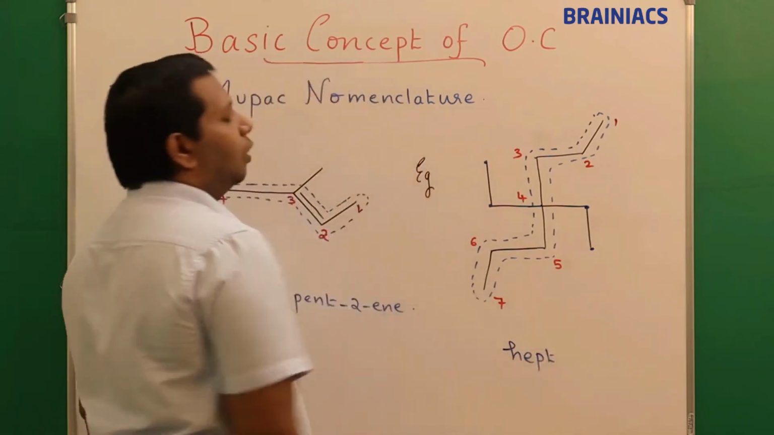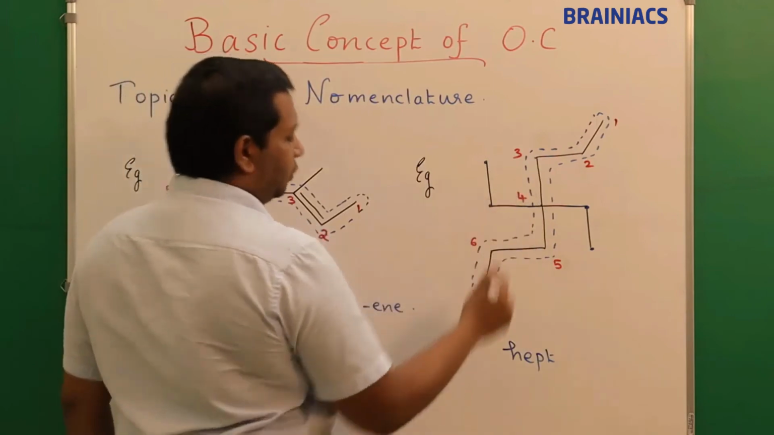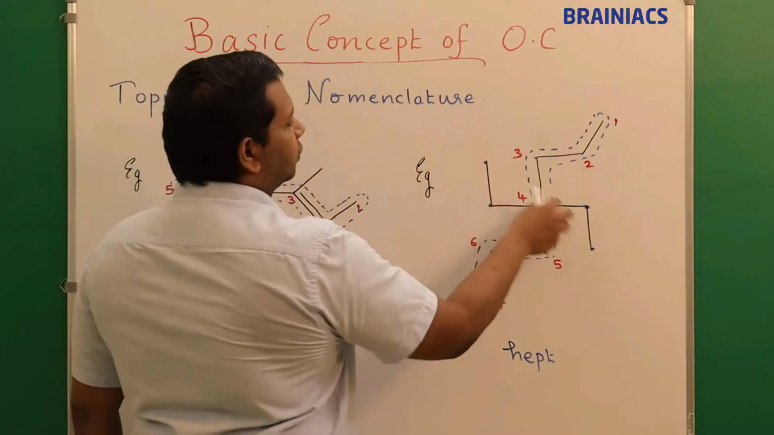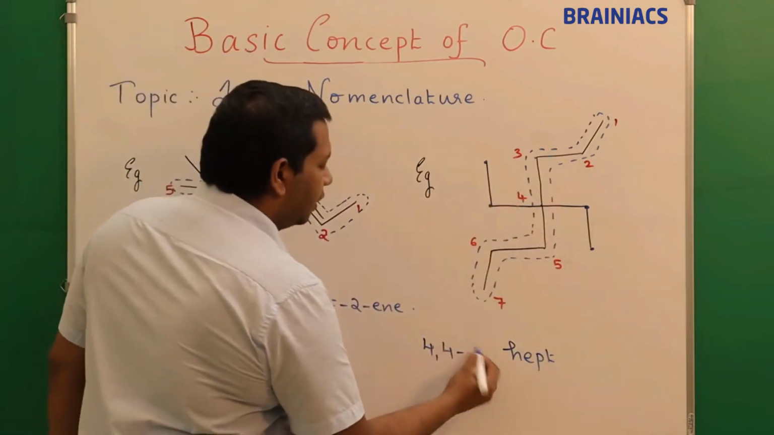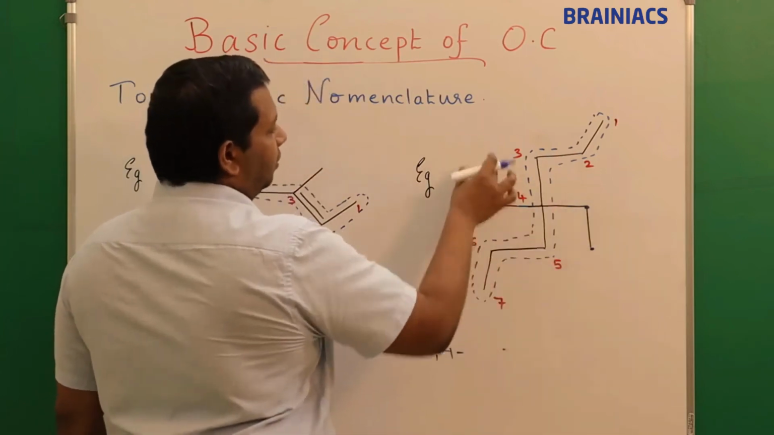Okay. There is no primary prefix, secondary prefix. Substituents are there at the fourth position. So we say 4, 4. Why do we say 4, 4? Because two substituents are at the same position. 4, 4 hyphen. What can I say? Di, since both are the same, ethyl.